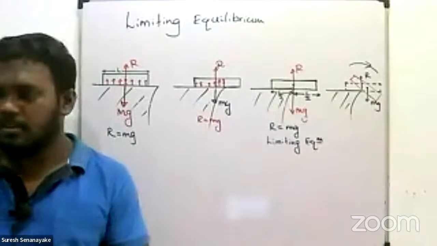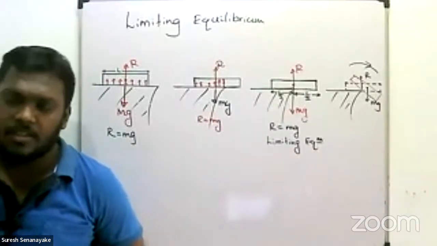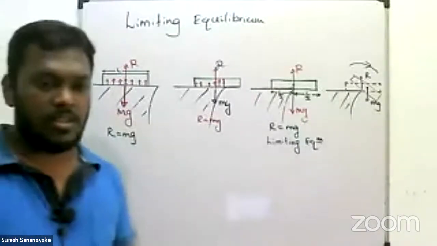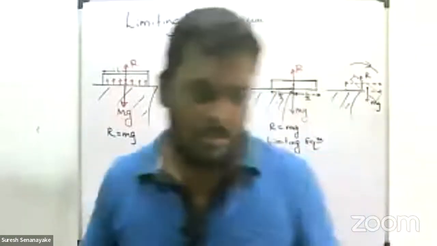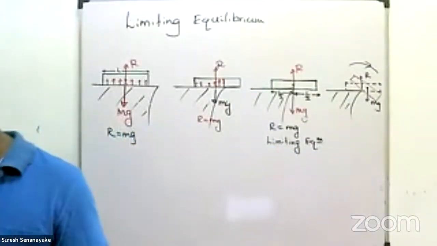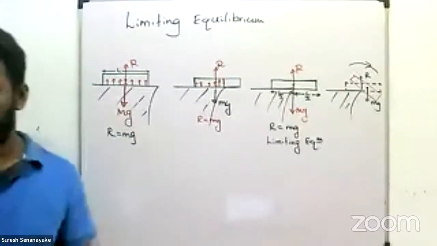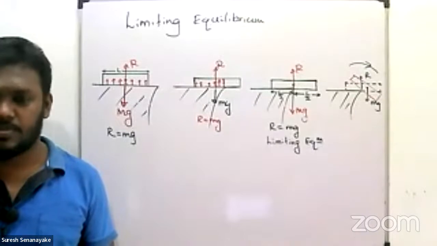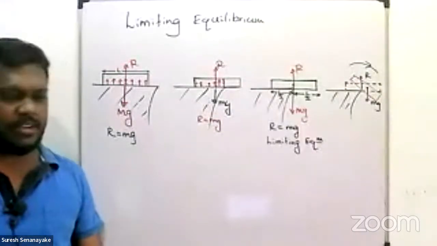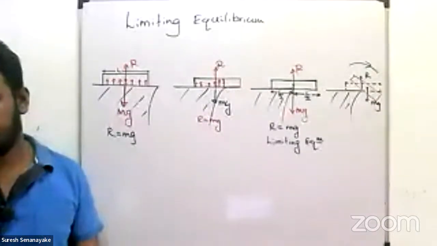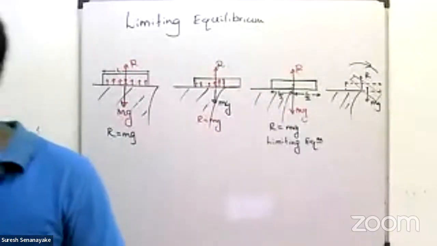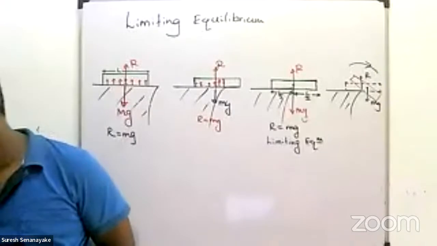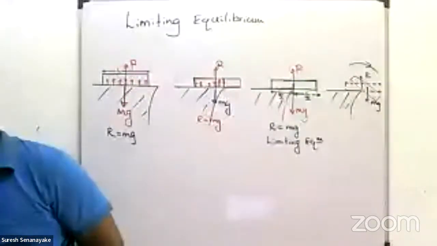Okay. Right, and then limiting here means that an object is just on the threshold of motion, or a slight application of force will result in the motion of the body.